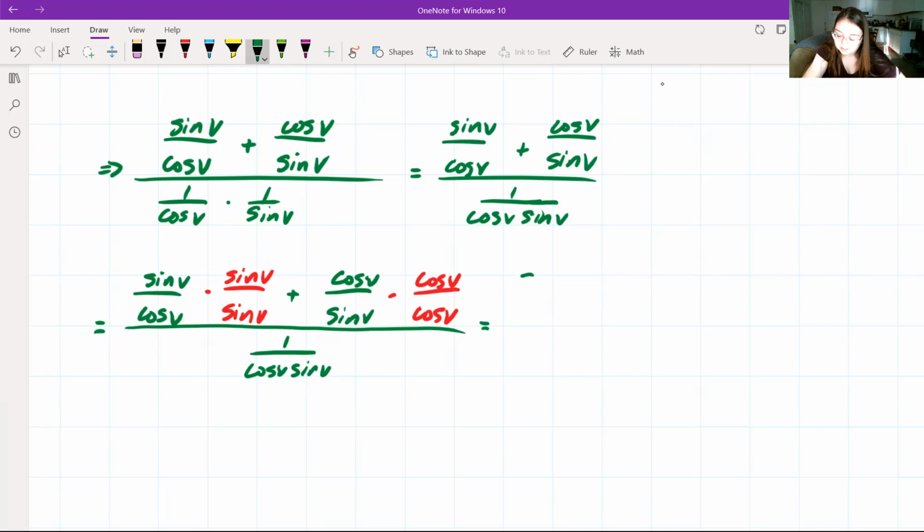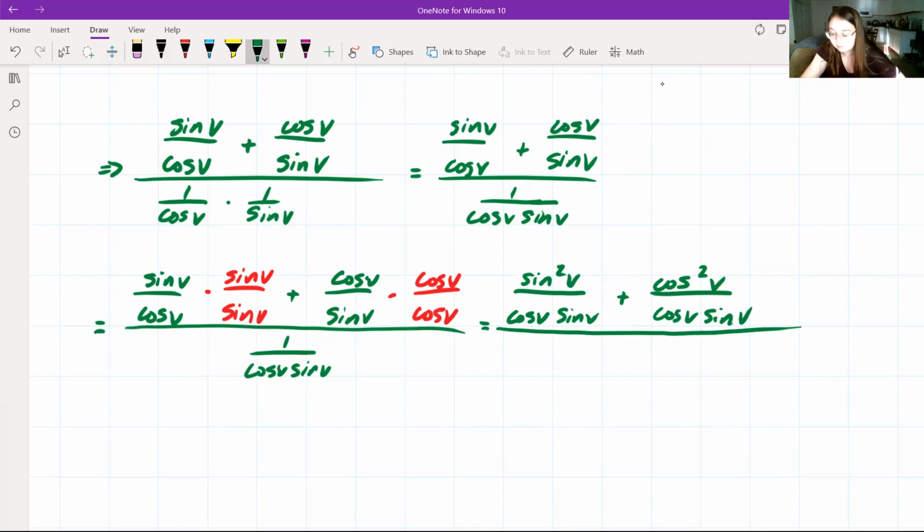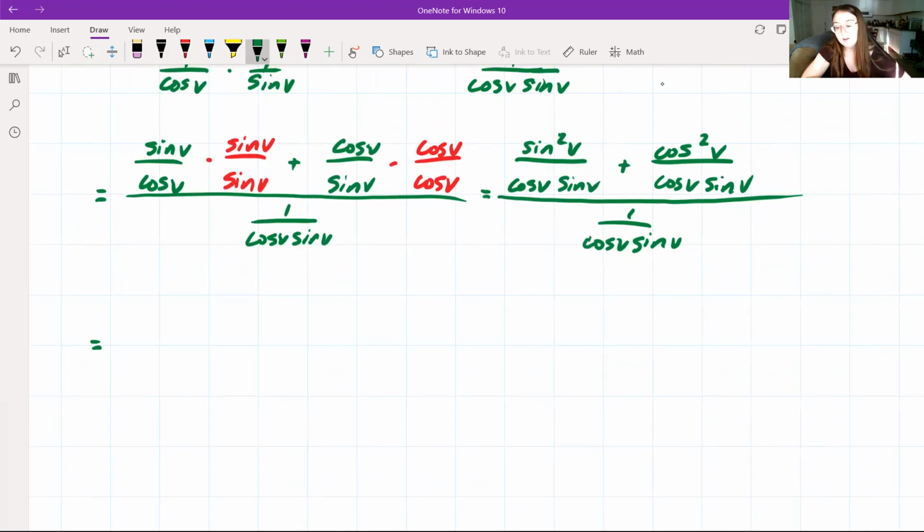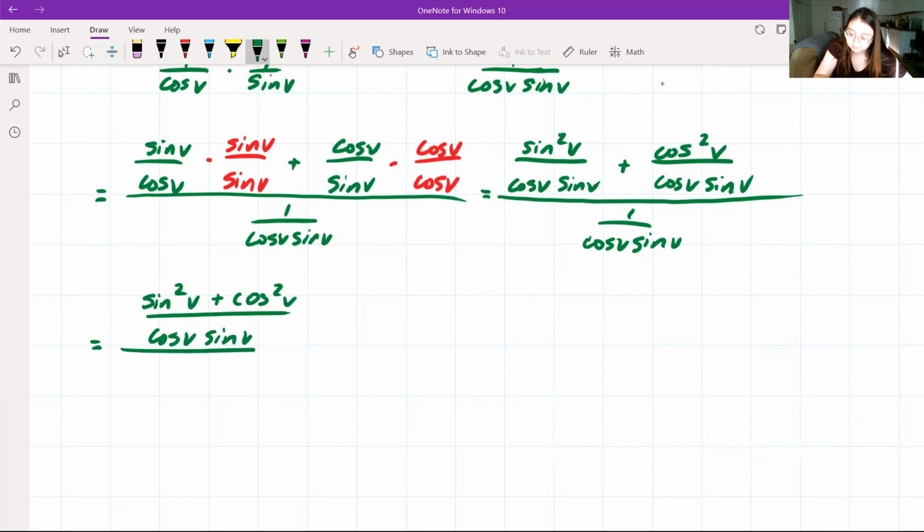So when we multiply these values together, we're going to get sine squared of v over cosine of v times sine of v plus cosine squared of v over cosine of v sine of v, all over 1 over cosine of v times sine of v. So we're getting there. Now we can combine our two fractions in our numerator. When we do this, we get sine squared of v plus cosine squared of v over cosine of v times sine of v, all over 1 over cosine of v sine of v.